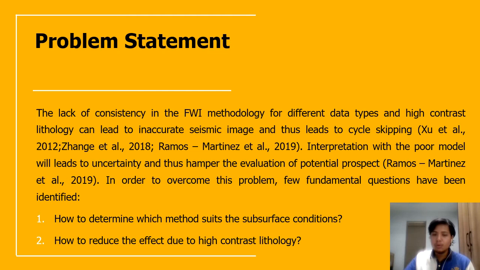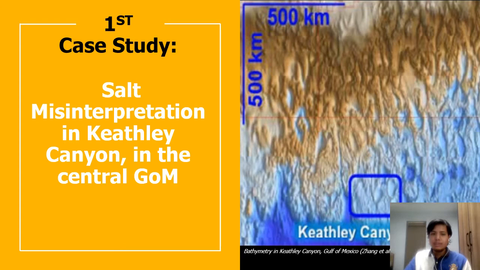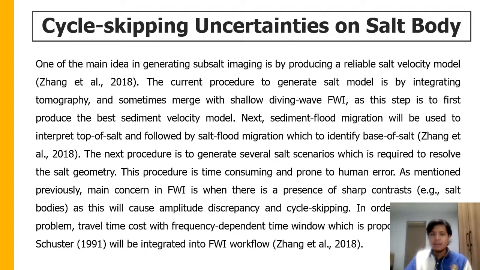Moving on to our first case study, which is salt misinterpretation in Kifli Canyon in the central Gulf of Mexico. Cycle skipping uncertainties on salt bodies. One of the main ideas in generating subsalt imaging is by producing a reliable salt velocity model. The current procedure to generate a salt model is by integrating tomography, sometimes merged with shallow diving full waveform inversion, as this step is to first produce the best sediment velocity model. Next, the sediment flood migration will be used to interpret the top of salt, followed by salt flood migration, which is to identify the base of salt.